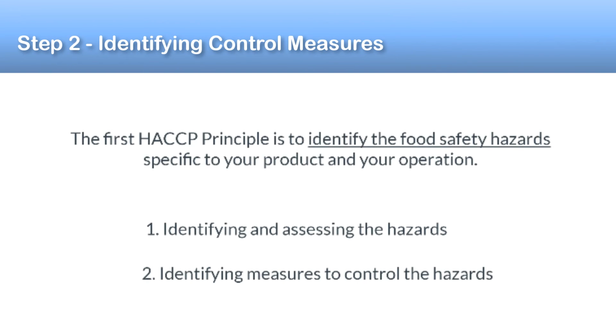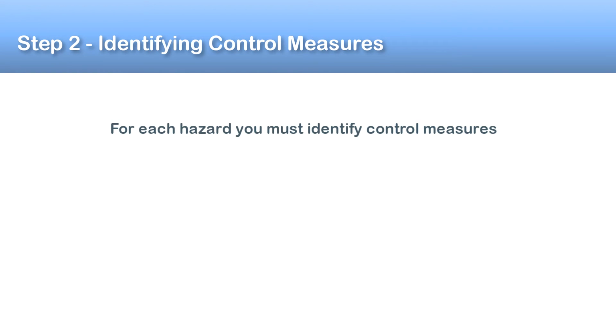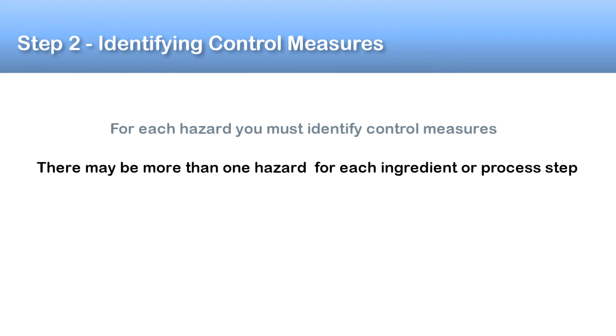Now that we've completed step 1, identifying hazards, it's time to move on to step 2, identifying control measures. For each of the hazards you identified, you'll need to identify control measures that will prevent or eliminate the hazard or reduce the hazard to an acceptable level.